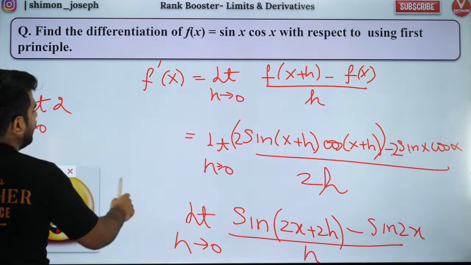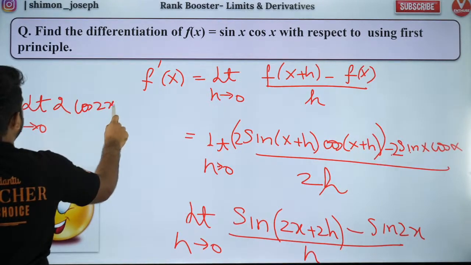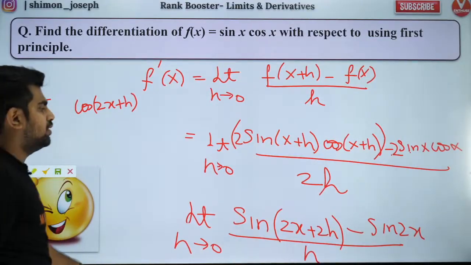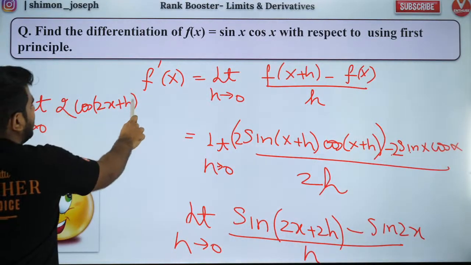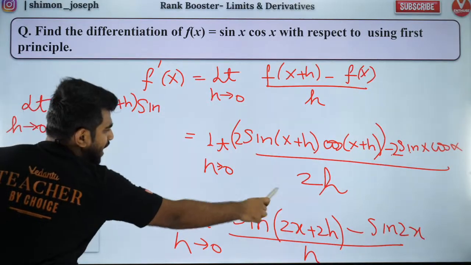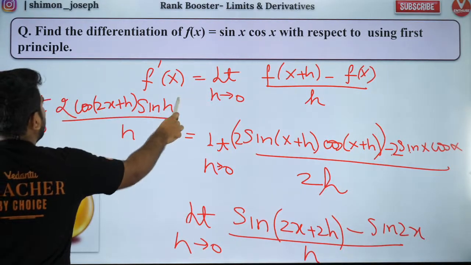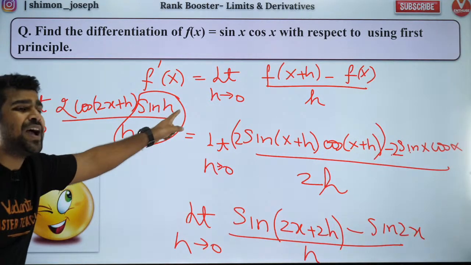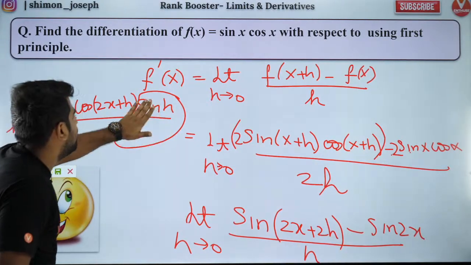Cos of c plus d by 2 will be cos of 2x plus h. Sine c minus sine d is equal to 2 cos of c plus d by 2 sine of c minus d by 2, and c minus d by 2 will be sine h by h. Now what is sine h by h? Sine h by h is equal to 1 because h tends to 0. So this term will go away.